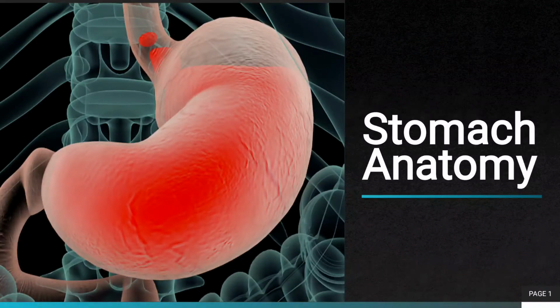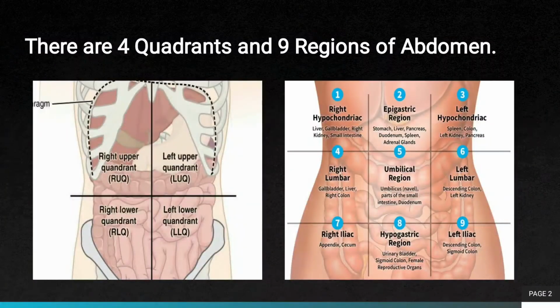Okay, so today we'll learn stomach anatomy, which is a really important question. Before learning any abdominal organ, the basics that you must know is that there are four quadrants of the abdomen, which are right upper quadrant, left upper quadrant, right lower quadrant, and left lower quadrant. And also there are 9 regions of the abdomen, which is really important for your viva and examination also.